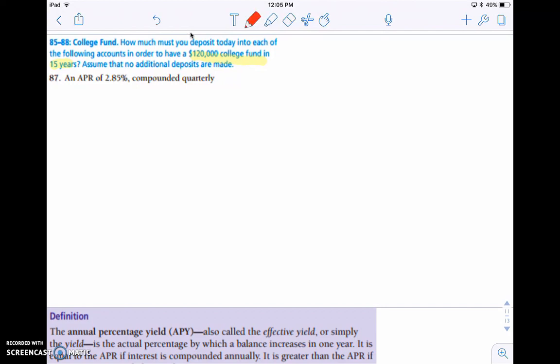And we're going to look at an APR of 2.85% compounded quarterly, and we're also going to compare that to compounded continuously. So we know that our end result is $120,000. That's what we want. We do not know the principal or the starting amount. We know the rate is 2.85%, and this first one is compounded quarterly, so 4 times a year. And again, we are over 15 years. That's using the compound interest formula.